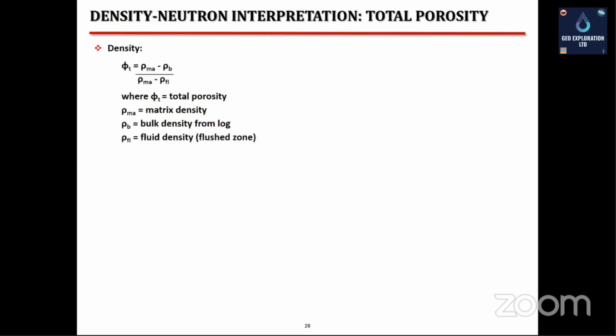Using the density log, total porosity can be calculated by the below formula, where phi t is total porosity, rho Ma is the matrix density, rho B is the bulk density value obtained from the log, and rho Fl is the fluid density of the fluid present in the flushed or the invaded zone.